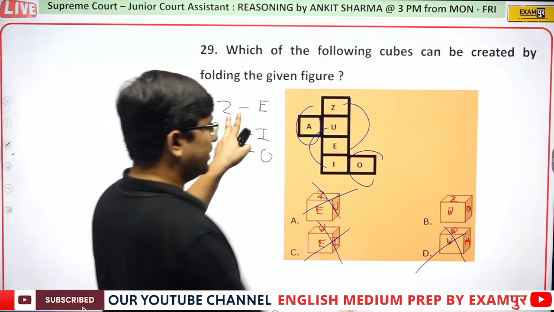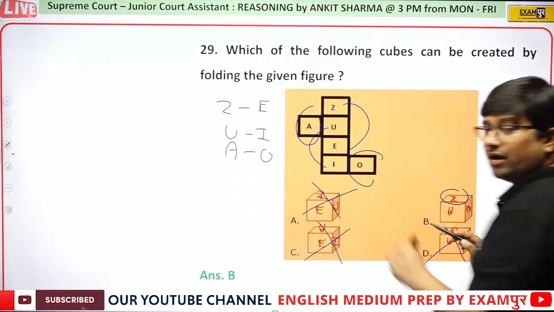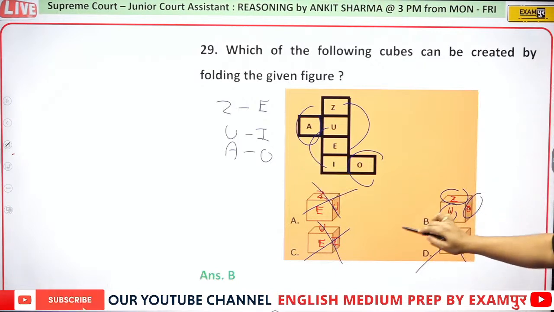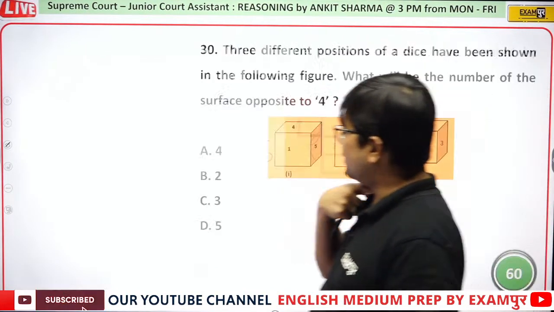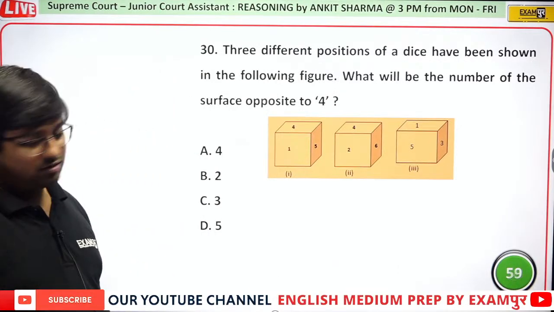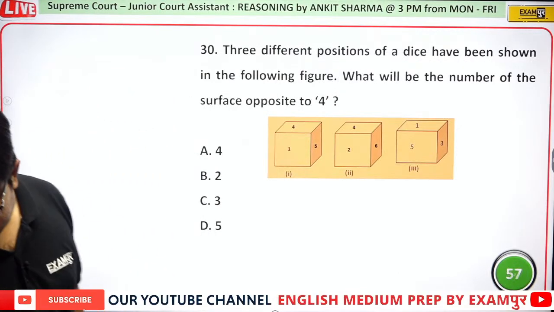From Z or E, any one. From U or I, any one. From A or O, any one. That is the right answer, option number B. Alright everybody, next, solve this one. Solve this one, guys, hurry up.